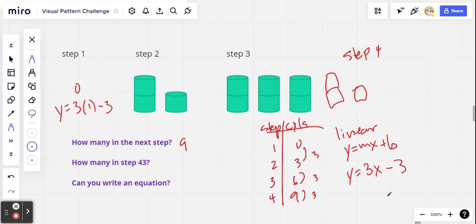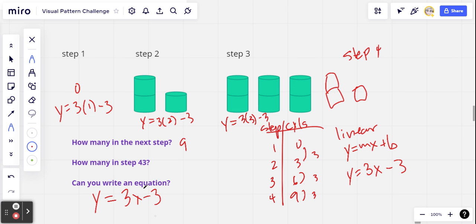Let's test it to make sure that's working. So in step 2, I would say y equals 3 times 2 minus 3. 3 times 2 is 6, minus 3 is 3. And that's how many we have in step 2. How about step 3? y equals 3 times 3 minus 3. And that's 3 times 3 is 9, minus 3 is 6. Yeah, that's how many we have in step 3. So we can be sure our equation is a good one. y equals 3x minus 3.